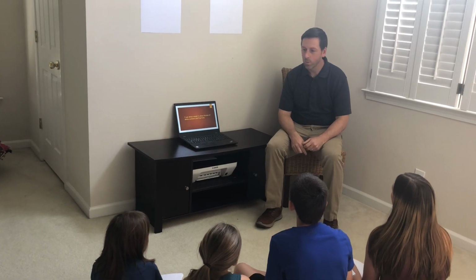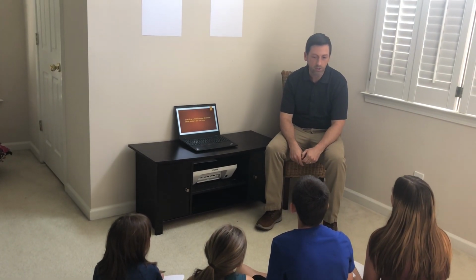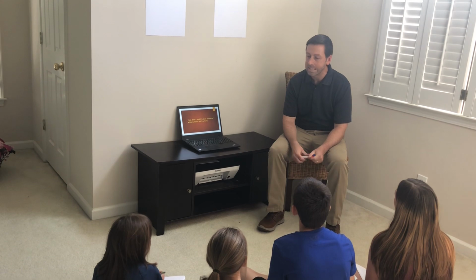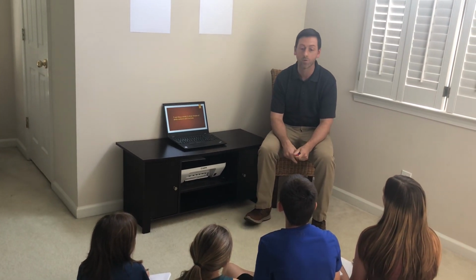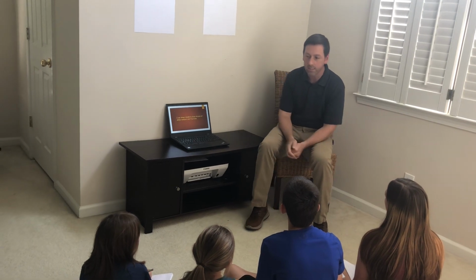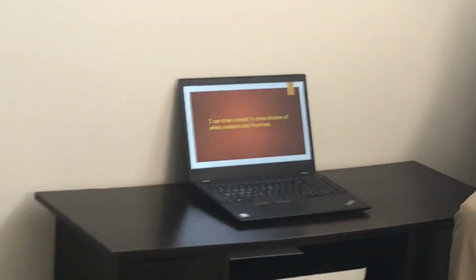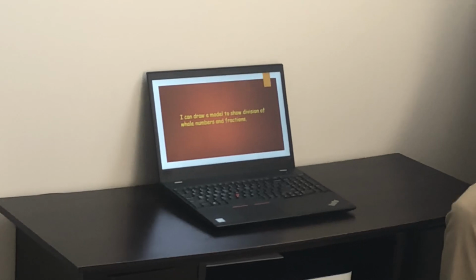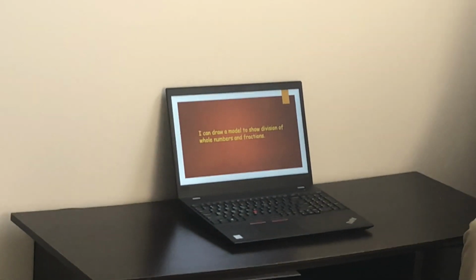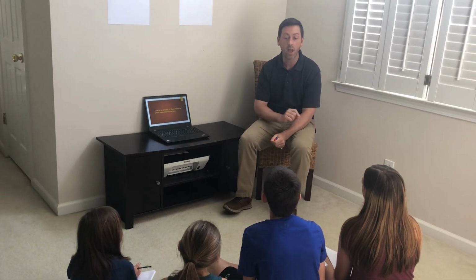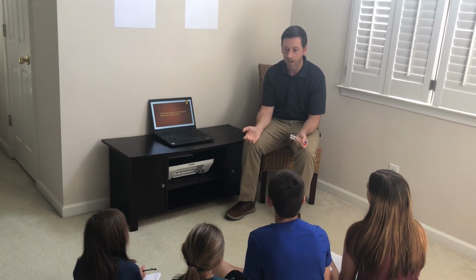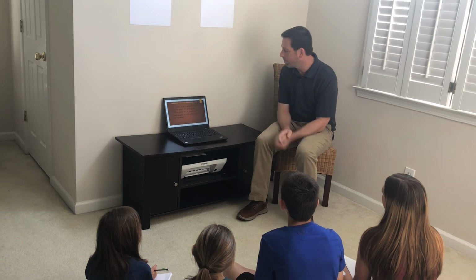All right, yesterday we worked on dividing whole numbers and fractions, and we got out our fraction towers. Today we're going to continue dividing whole numbers and fractions, but we're going to use a representation. So let's take a look at today's learning target. Today's learning target states, I can draw a model to show division of whole numbers and fractions. So today I want to teach you how we can divide whole numbers and fractions by actually drawing a representation or drawing a model.